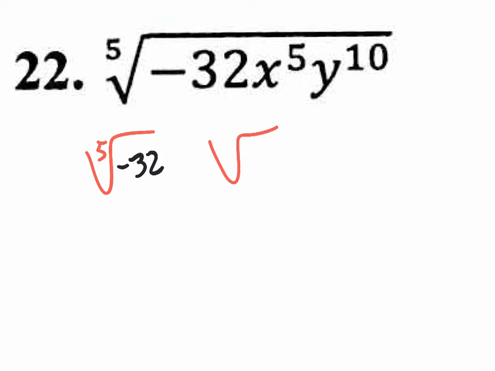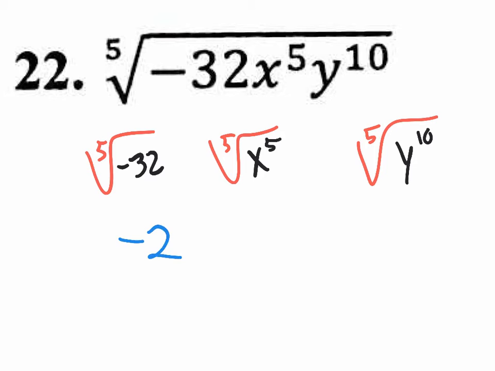Let's put the fifth root on x to the fifth, and let's put the fifth root on y to the 10th. So all we did was split up that fifth root to each of the terms on the inside of the radical. And what number times itself 5 times will give you a negative 32, or you could do it on the calculator, negative 2, that's right. Calculator will just give you that nice answer, negative 2. And then the fifth root of x to the fifth, that undoes itself, so it's just x.